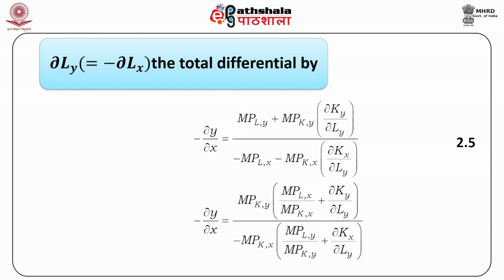Substituting 2.2 into 2.3, the expression 2.4 and 2.2 and 2.3 into 2.4, we get a complex expression that is as follows: minus of del y upon del x, which is the slope of the production possibility frontier, would be equal to MPKY whole bracket MPLY upon MPKY plus del ky upon del Ly whole upon minus of MPKX whole bracket MPLY upon MPKY plus del kx upon del Lx.